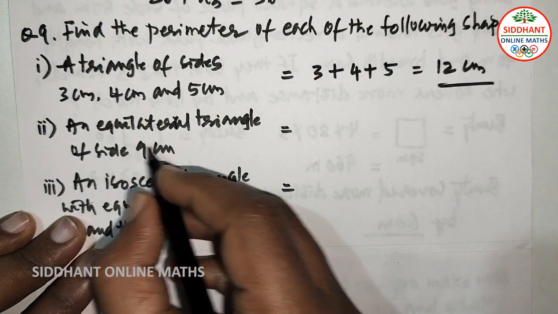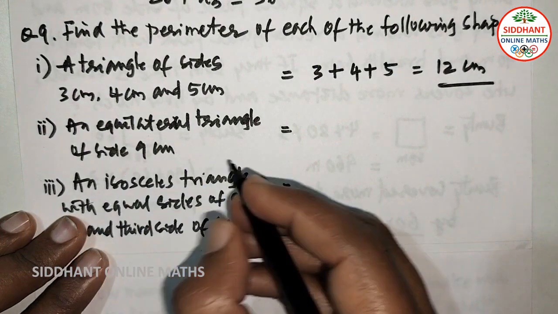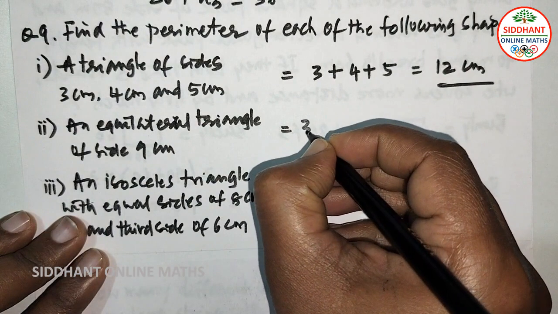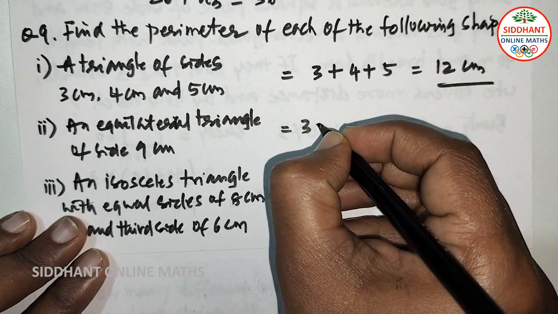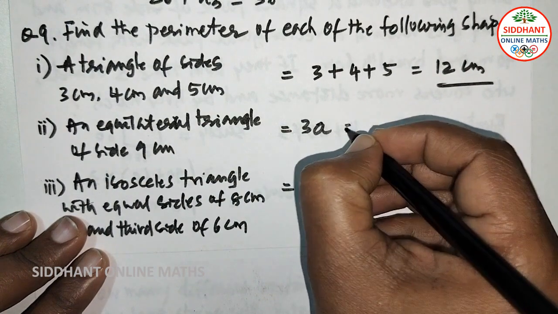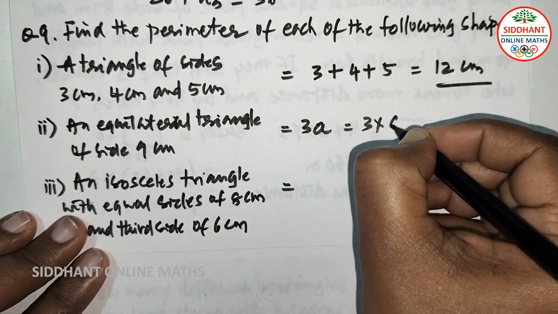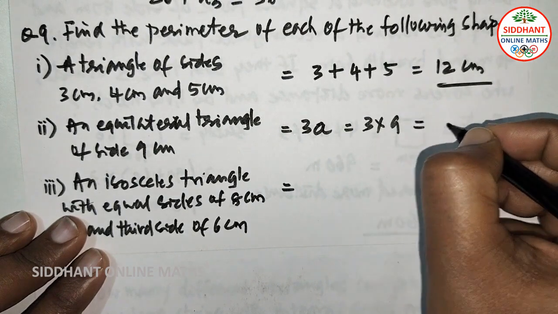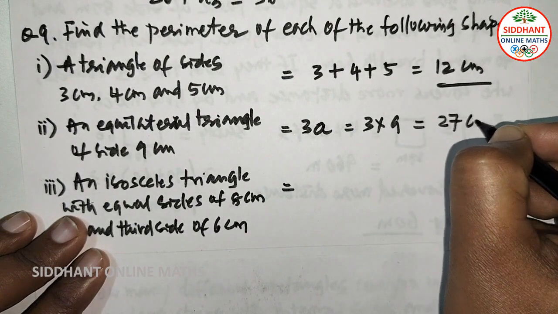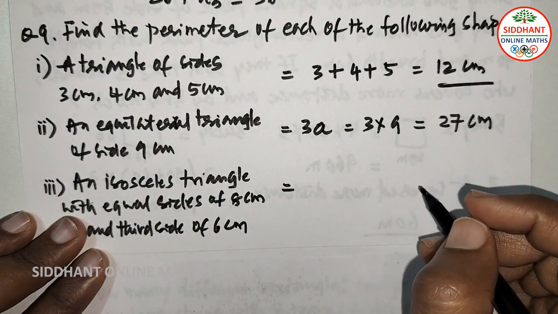Next, an equilateral triangle of side 9 centimeters. Equilateral triangle means 3 into side, that means 3a. So that will be 3 into 9 centimeters, so that will be 27 centimeters.